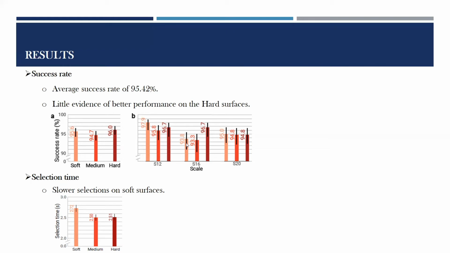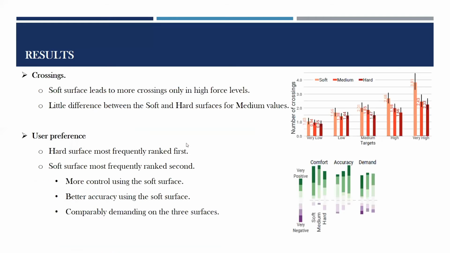The results, as seen on the image below, indicate that using the soft surfaces, the participants needed more time to reach the levels before releasing their finger. The authors observed that soft surface leads to more crossings only in high force levels. They have also observed little evidence of a difference between the soft and hard surfaces for medium values.